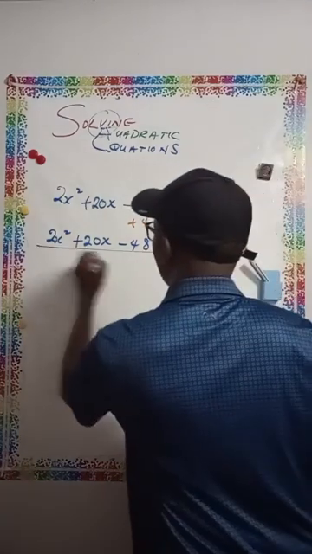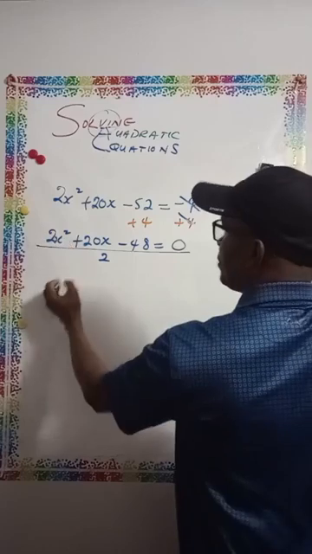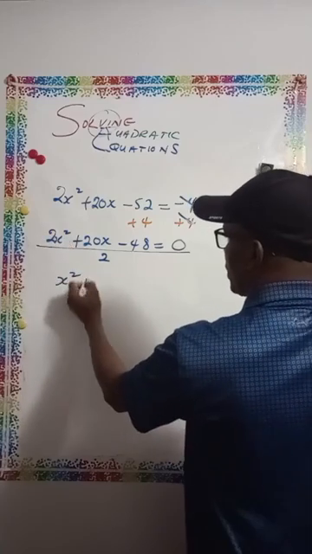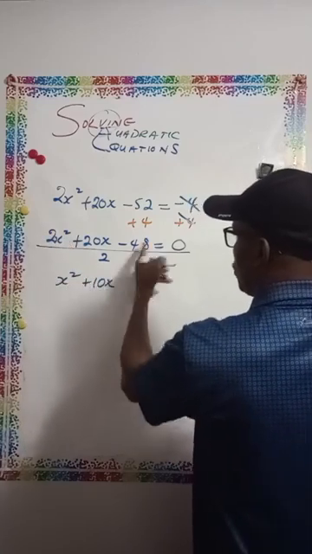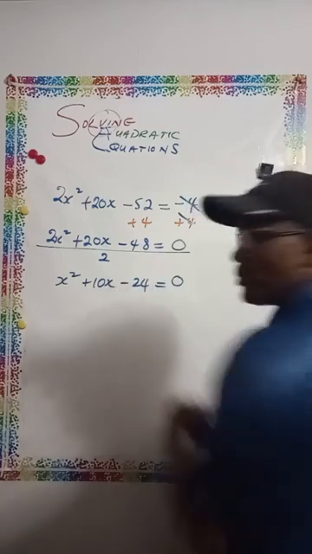From there, now if you look carefully, we have 2, 20, and 48, and we could reduce that by dividing by 2. You're going to remember what? How many 2's are in 2x squared? x squared. How many 2's are in 20x? 10x. How many 2's are in 48? Negative 24. And there you go, it's in standard form.